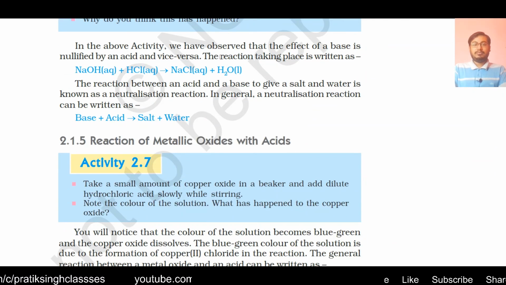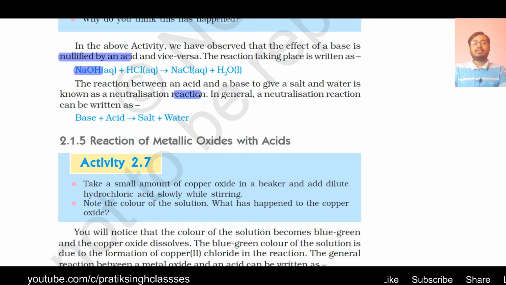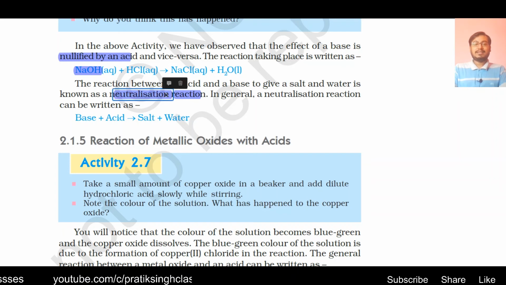In the above activity, we have observed that the effect of a base is nullified by an acid and vice versa. The reaction taking place can be written as sodium hydroxide plus hydrochloric acid gives NaCl in aqueous form plus H2O liquid. The reaction between an acid and a base to give a salt and water is known as a neutralization reaction, because acid and base neutralize each other.